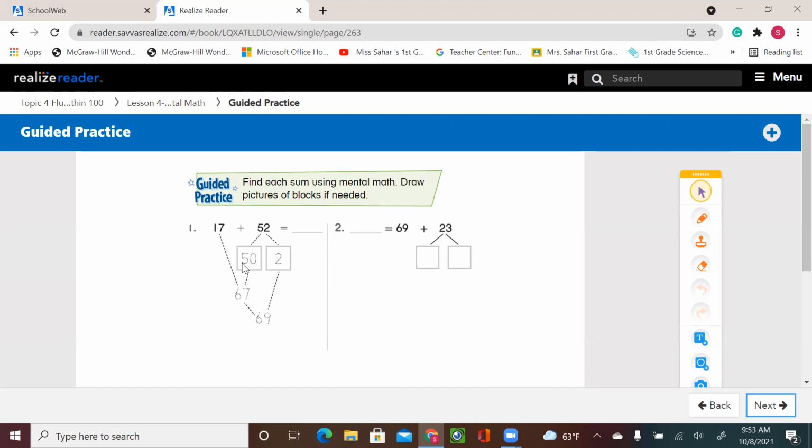So 17 plus 50, 67. All right. And I have 2 ones from my second addend. So 67 plus 2, 69. So that's my answer. Let's do the same with the second problem. So you have the answer here. You're going to put the sum here, equals 69, plus 23. So now I'm breaking apart the second addend, 23.